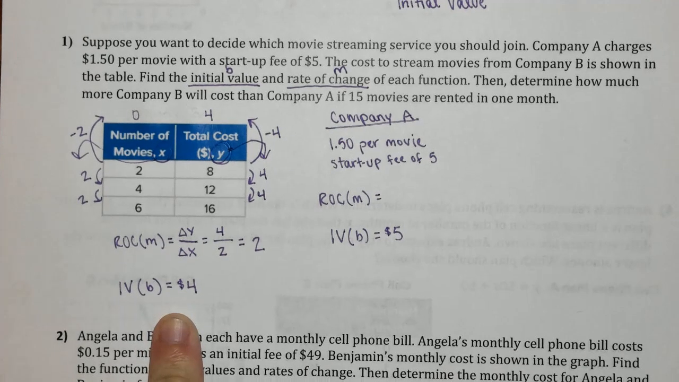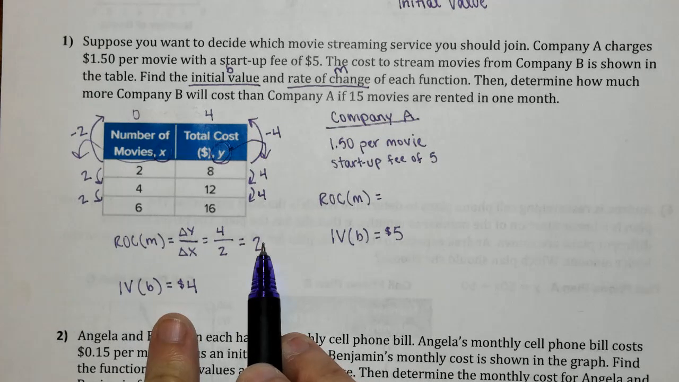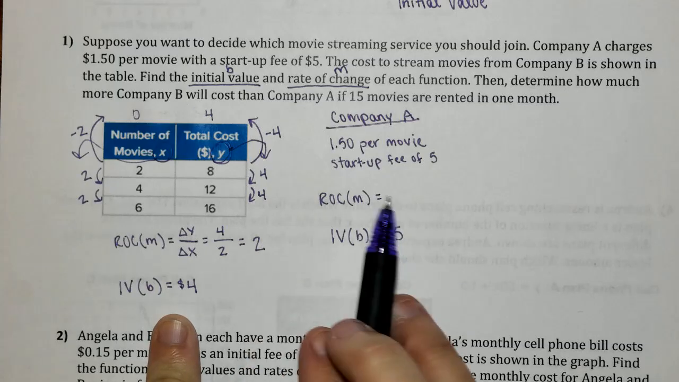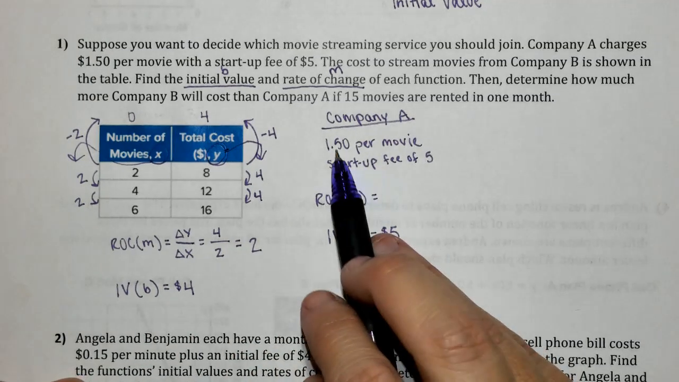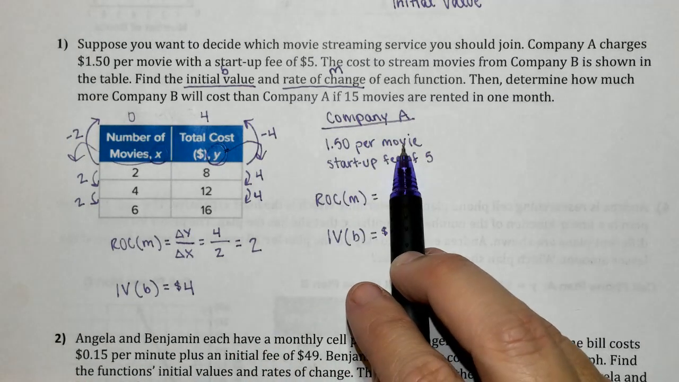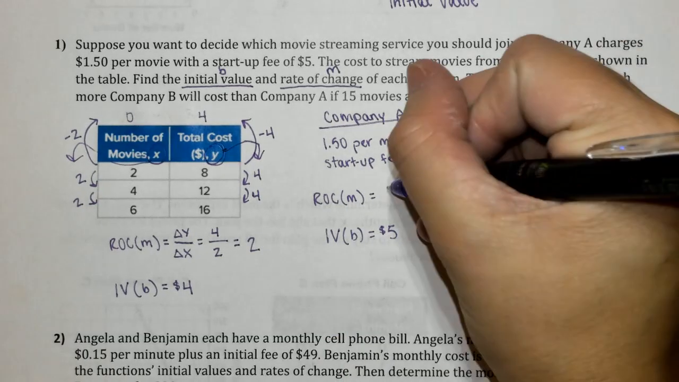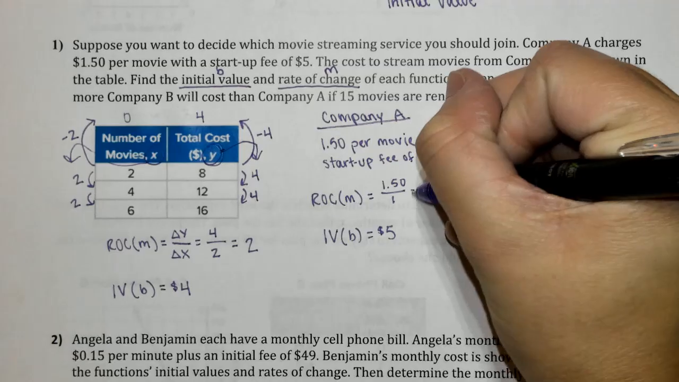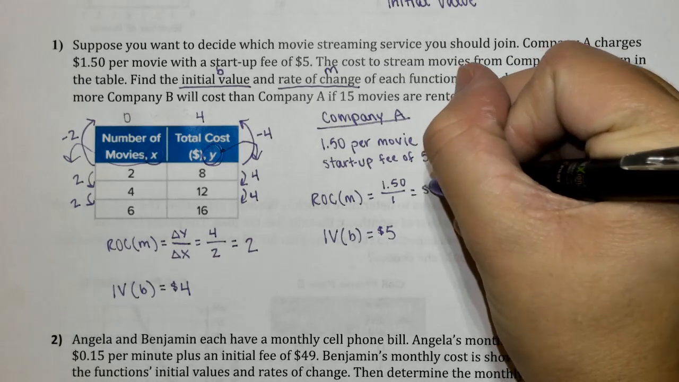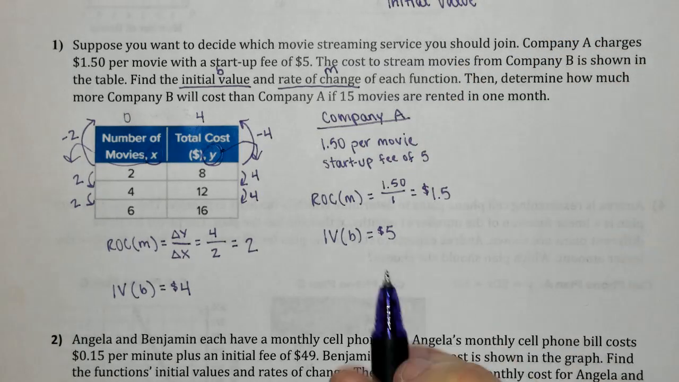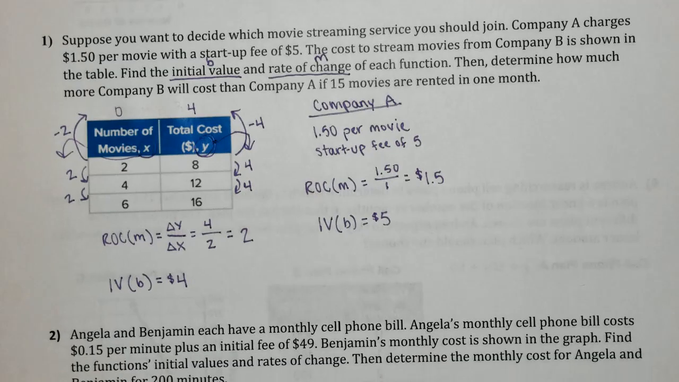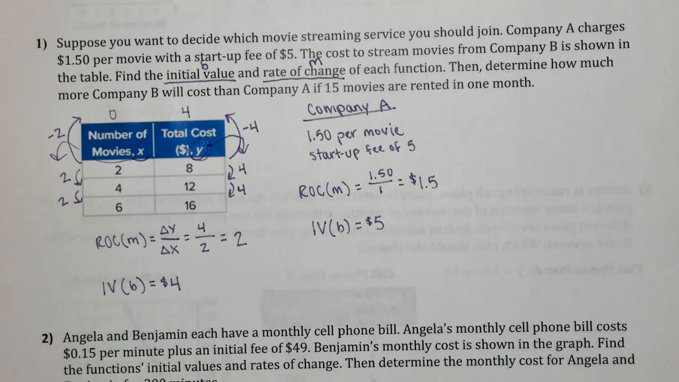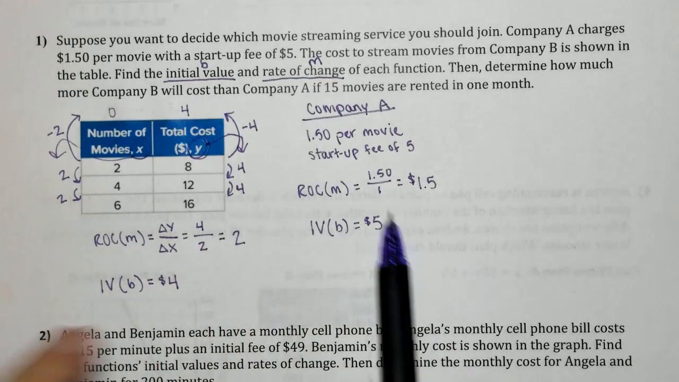But for company B, it's $2 for 1 movie, whereas over here, it's $1.50 per movie. So in this case, if it's $1.50 for 1 movie, then our rate of change is just going to be 1.5. Again, you don't necessarily need the $ signs there, unless the problem says to include units or labels. All right, so now I'm done with the first part, finding the initial value and rate of change of each of those functions.